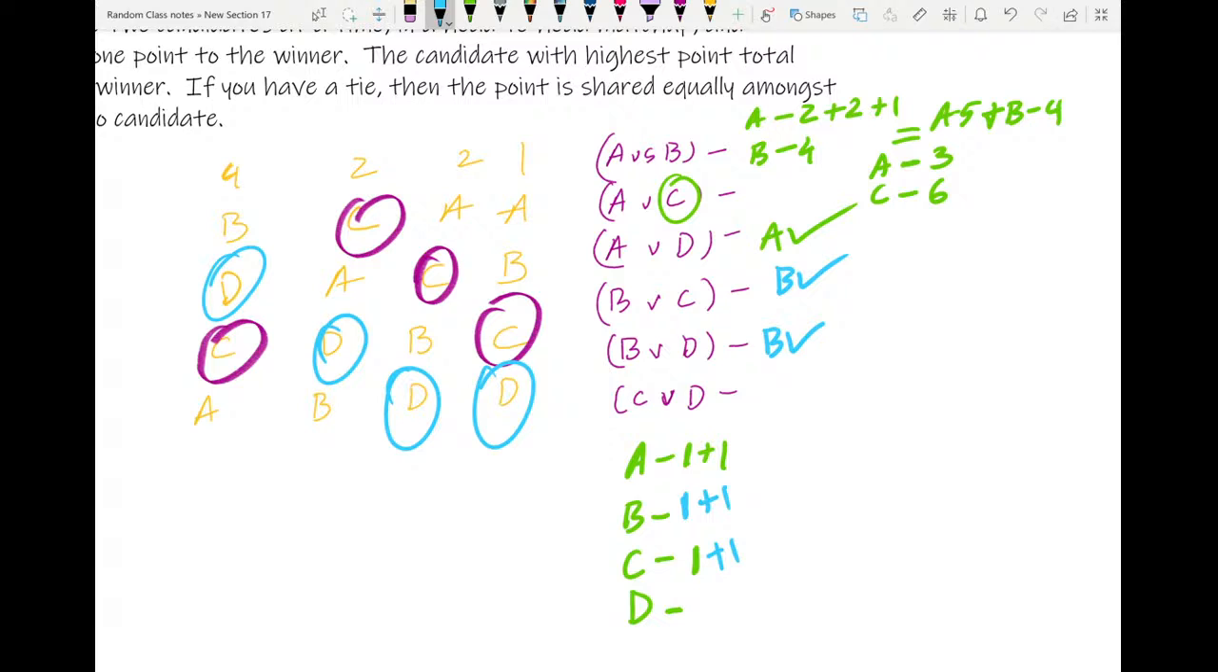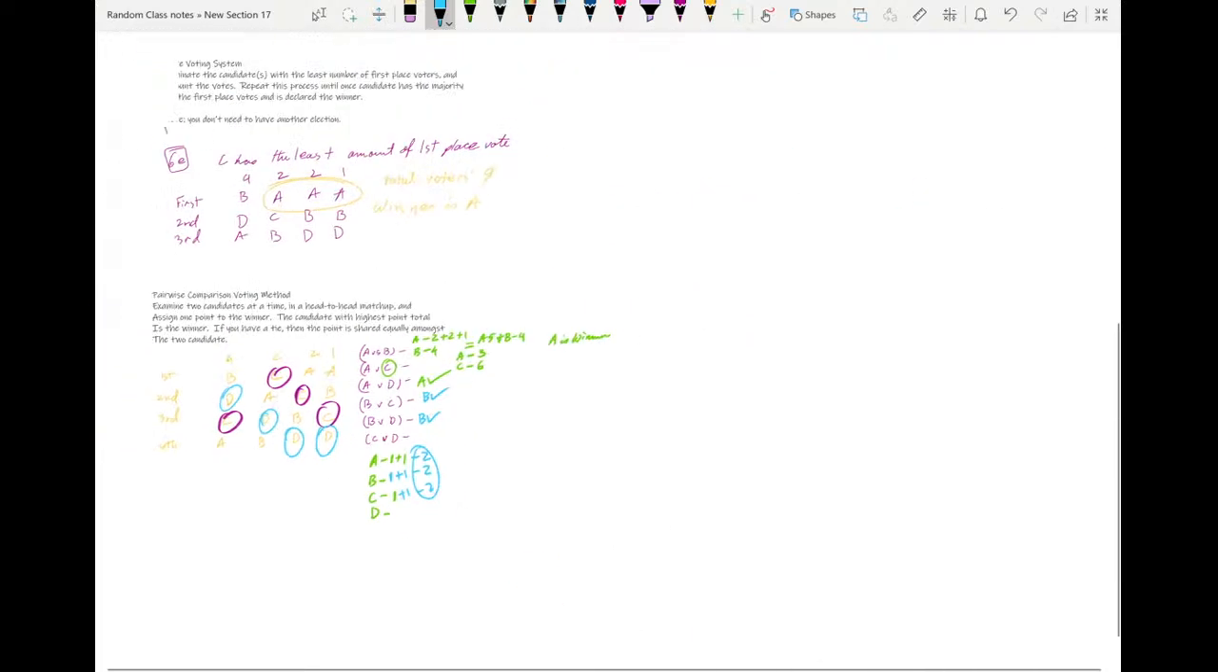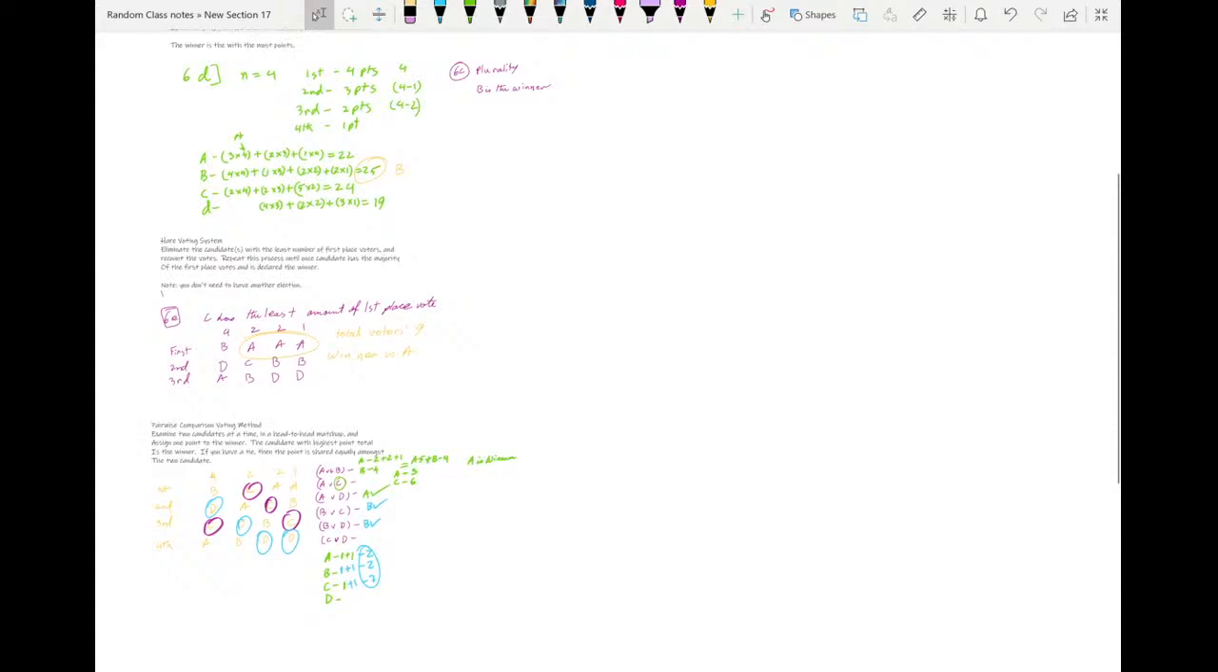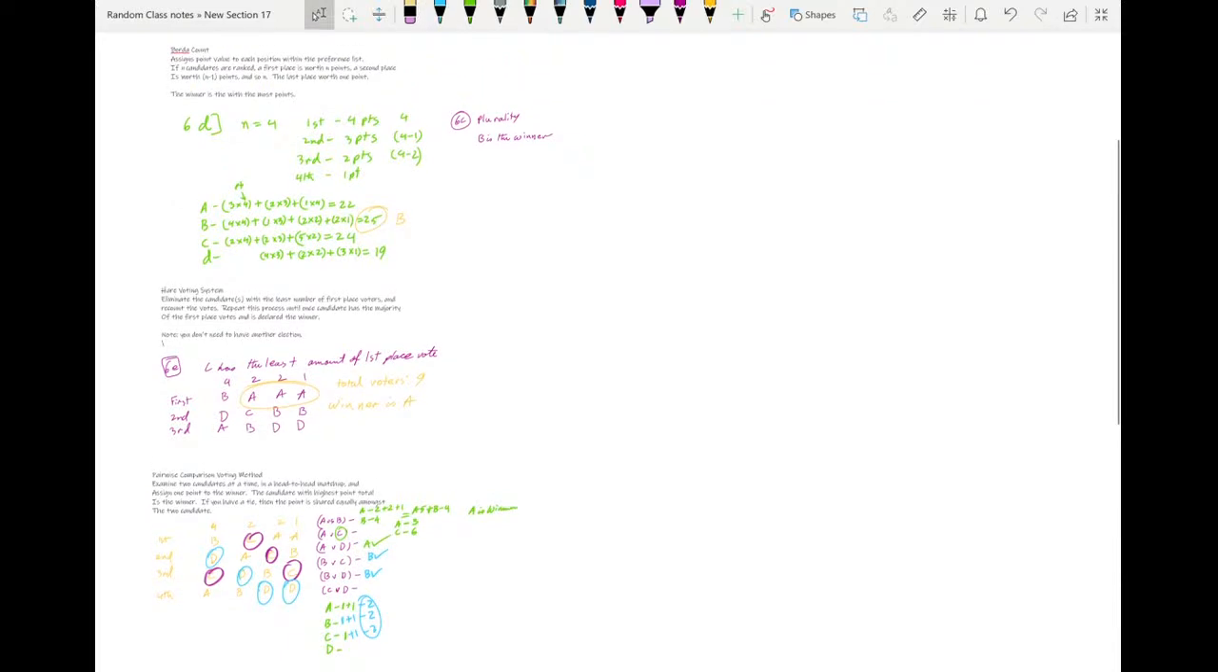This problem is awkward, because you got 2 points, 2 points, 2 points. Do we have a clear winner? We don't. We have a tie. So if we summarize this problem, if we use pairwise comparison, we have a three-way tie. If we use the Hare voting system, A is the winner. If we use the Borda count, B is the winner.